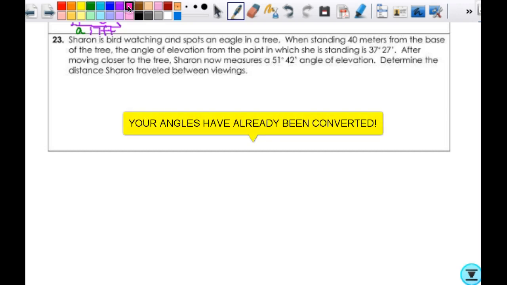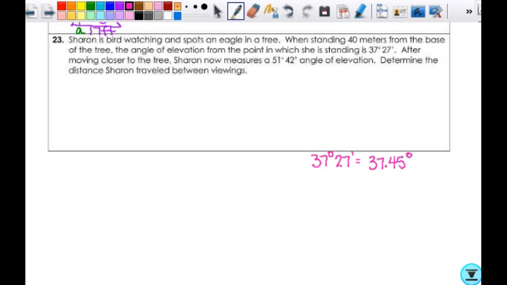Okay, so the first thing I want to do is change my angle measures here. So I'm going to take this 37 degrees 27 minutes, and I want to convert it to decimals so that I can actually use it. So I'm going to take this 27 and divide it by 60, so I get 37.45 degrees. And then I'm going to take the 51 degrees 42 minutes and convert that. So I take that 42 and divide it by 60, and that's going to give me 51.7 degrees.